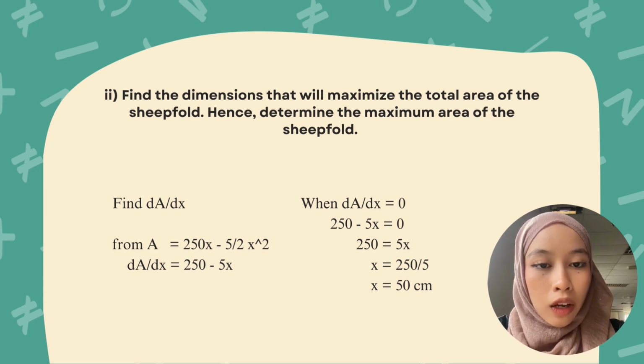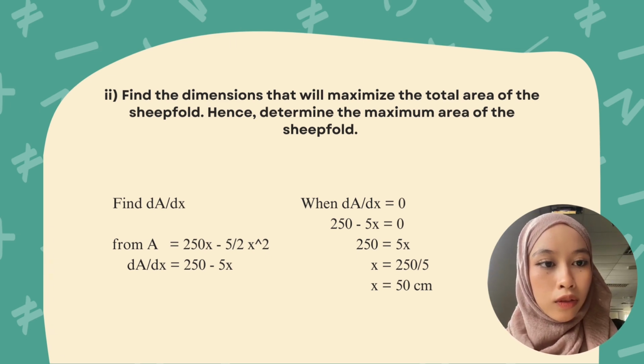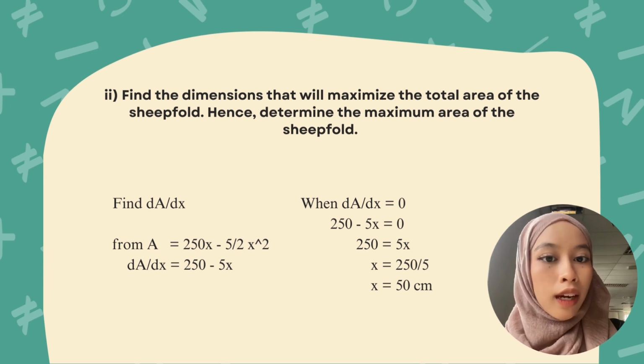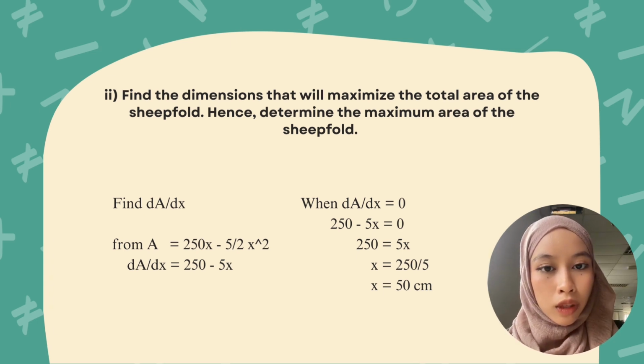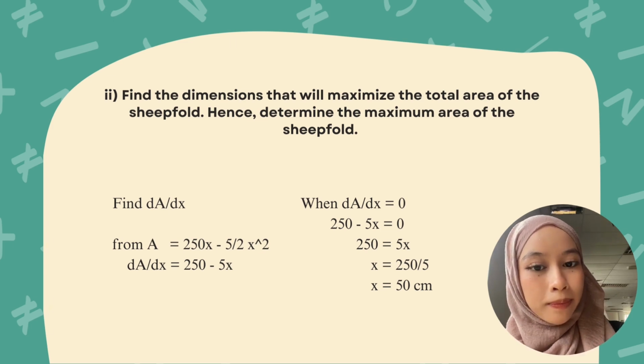So after that, when dA over dx is equal to 0, 250 minus 5x equals 0. So we need to calculate it using a mathematical formula and steps. So the answer of x is 50 cm.